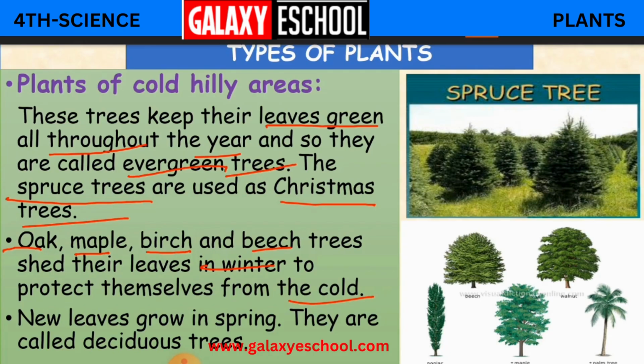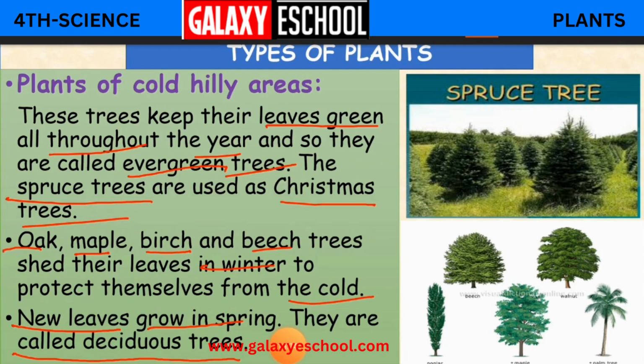Okay, and new leaves for them, they grow in spring. When new leaves grow again for those types of trees, it is in spring. Okay, and they are called deciduous trees. These types of trees are called deciduous trees.